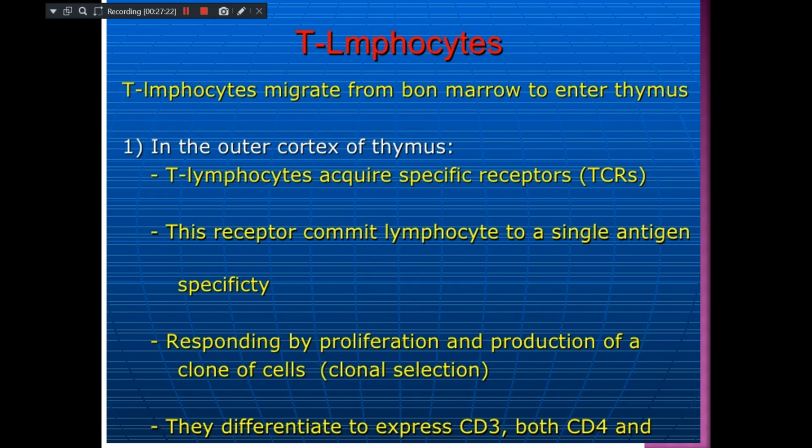Suppose the T cells come in contact with the pathogen, then they respond immediately. How do they respond? They respond immediately by proliferation and producing clonal cells. Clonal cells mean exact copies of its own. It goes on producing clone cells, or exact copies of itself. And these clones may differentiate to express CD3 cells, CD4 cells, or sometimes CD8 cells. Different types of T cell receptors. Clones are formed.